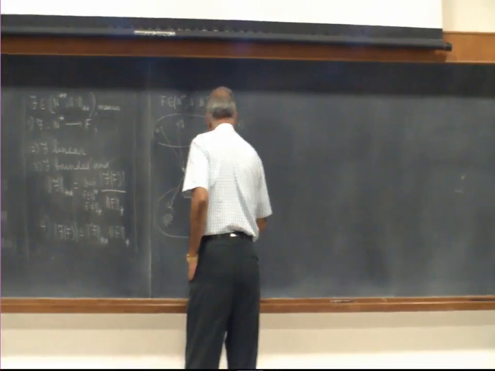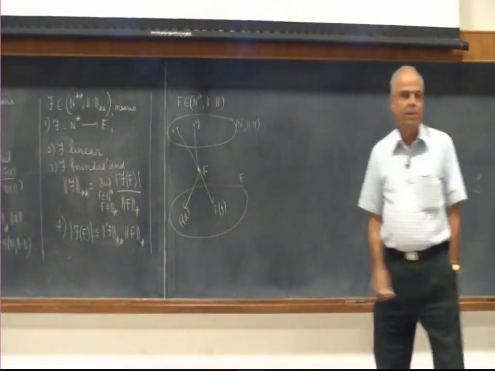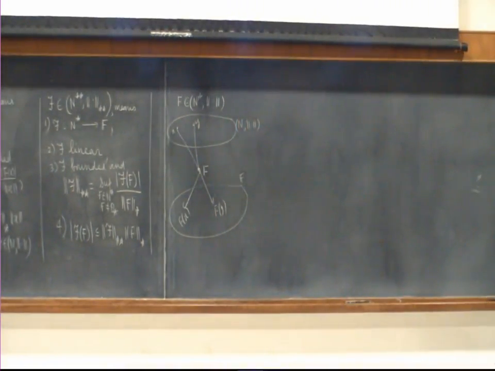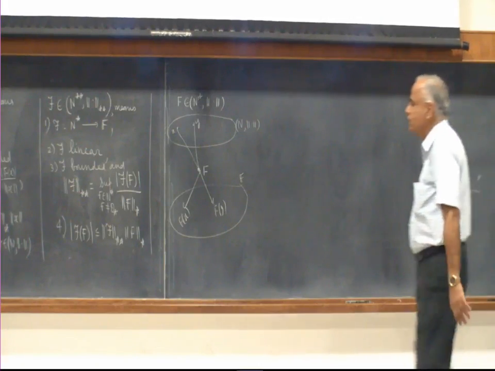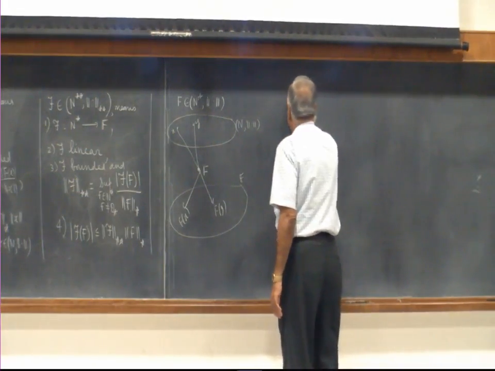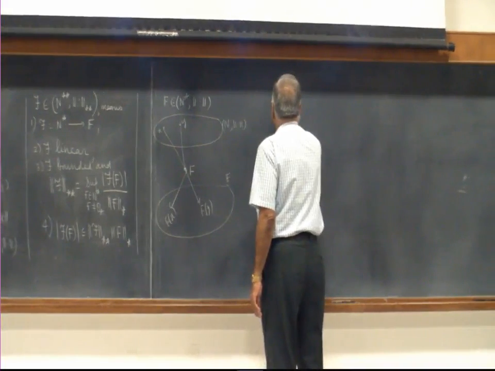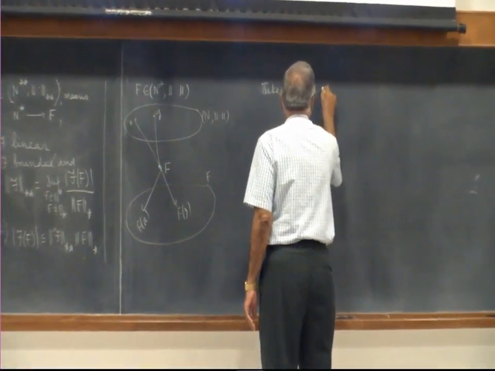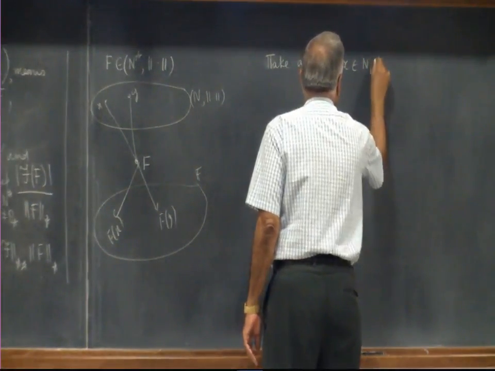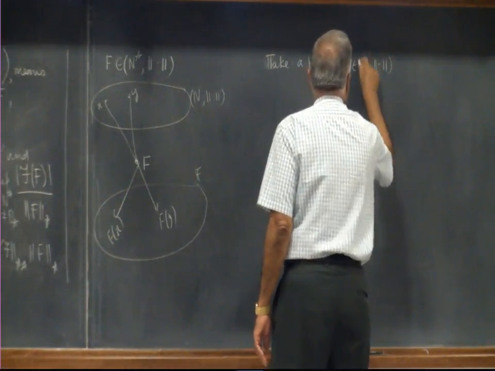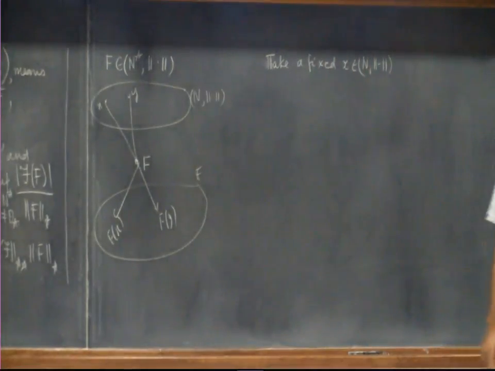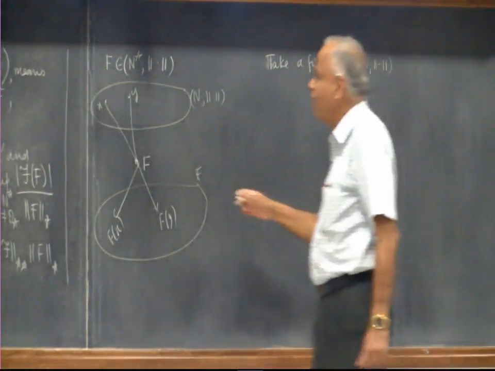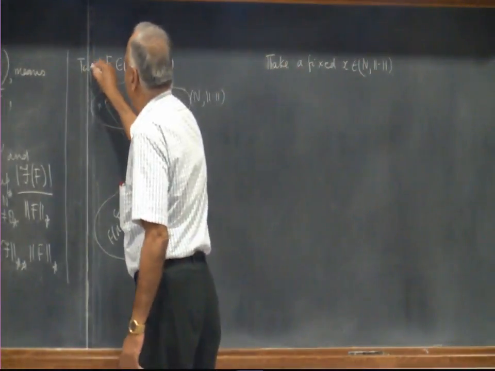This is the filled element. So for everything it is going to give a number. Now what we will do is take a fixed element in N. Think of this f, one f, here I have fixed an f, take an f.